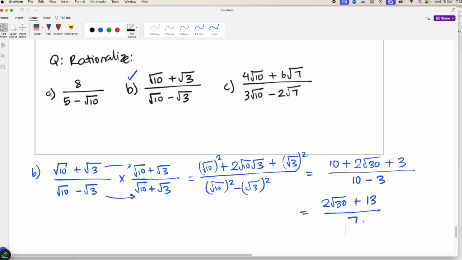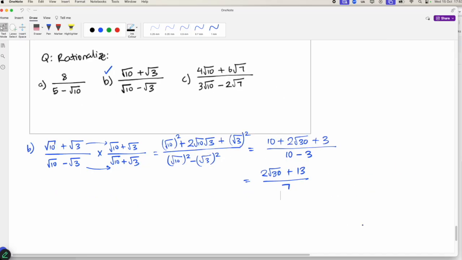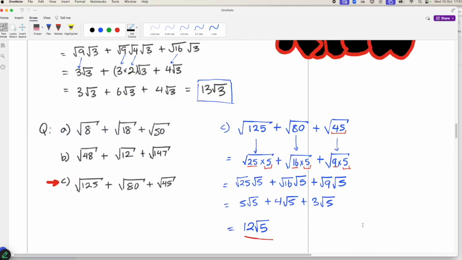Did I make any mistakes? Is that what you guys got? Can the root of 30 reduce any more than that? What are the factors of 30? I mean, 10 and 3, both are irrational. 5 and 6. Yeah, but both are irrational as well. So I guess we can't really reduce that root 30 any more than that. So that was pretty much surds.